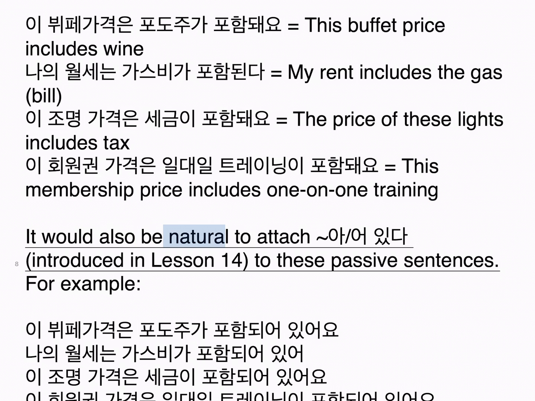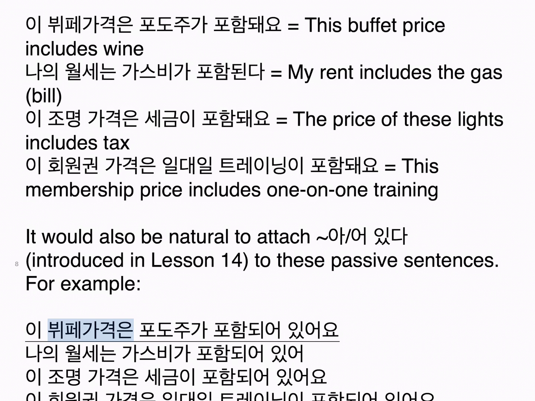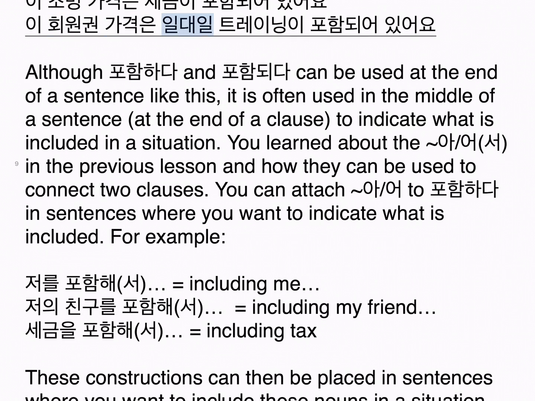It would also be natural to attach 있다, introduced in Lesson 14, to these passive sentences. For example, 이 뷔페 가격은 포도주가 포함되어 있어요. 나의 월세는 가스비가 포함되어 있어요. 이 조명 가격은 세금이 포함되어 있어요. 이 회원권 가격은 1:1 트레이닝이 포함되어 있어요.